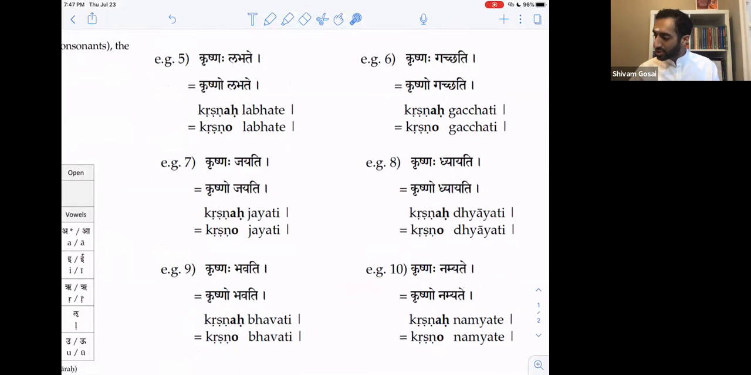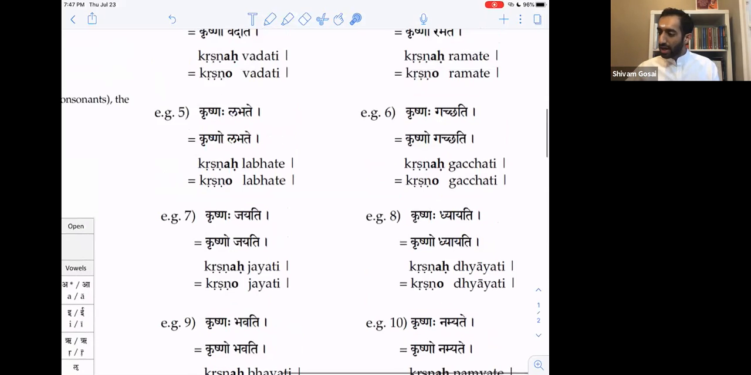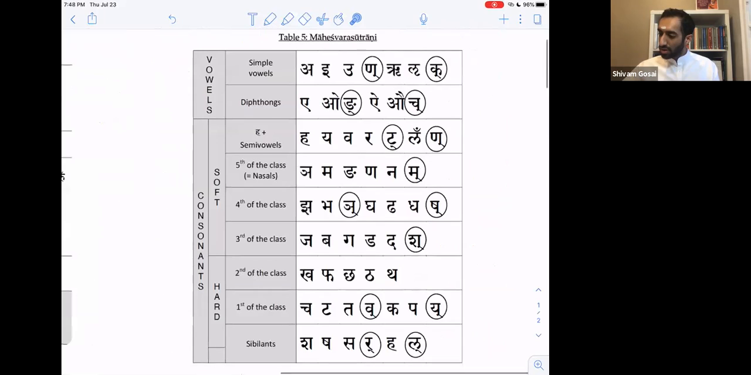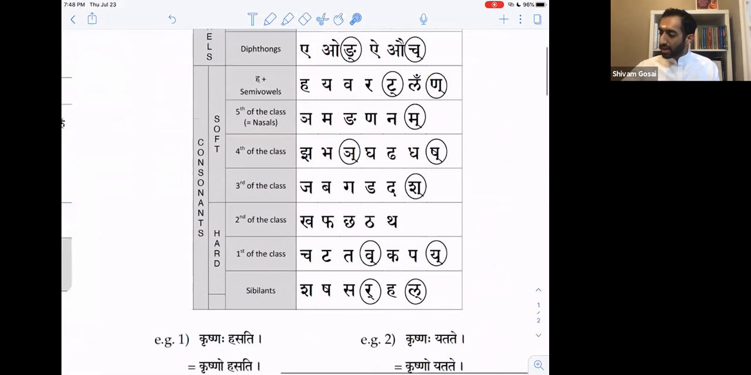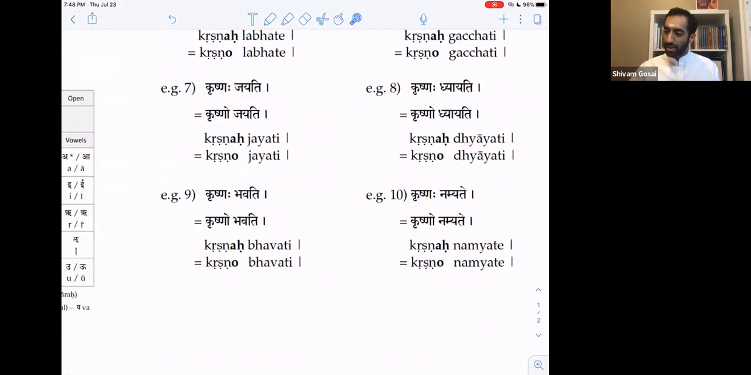It helps if you look at the transliteration because sometimes our minds forget that there's an akara before that visarga. So that visarga is preceded by akara and followed by na. All the nasals are soft consonants, and semivowels are soft consonants. So when I say Krishnaha namyate, it becomes Krishno namyate.